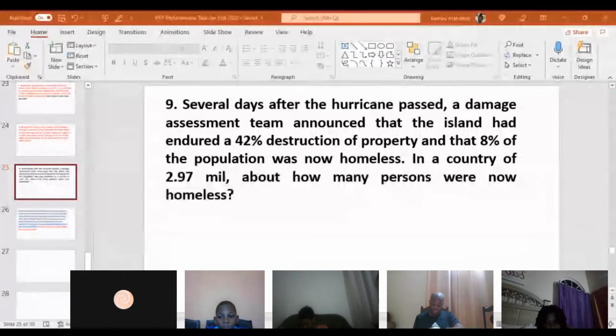In a country of 2.97 million, about how many persons are now homeless?